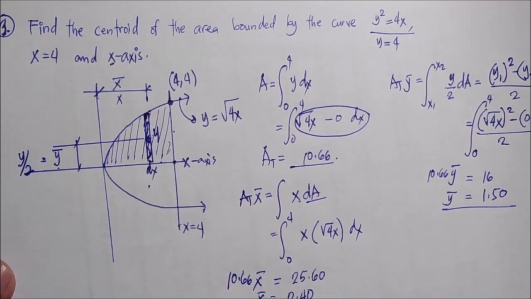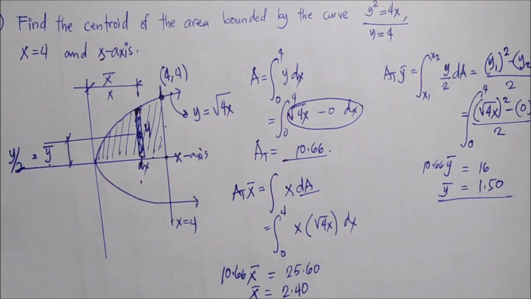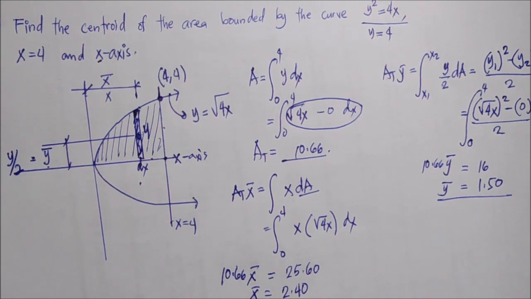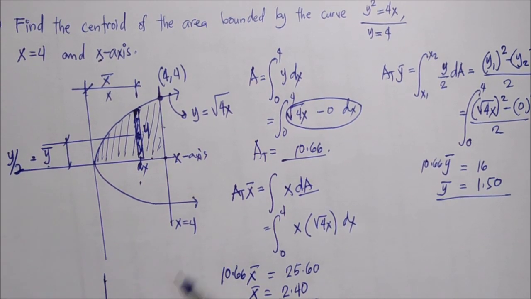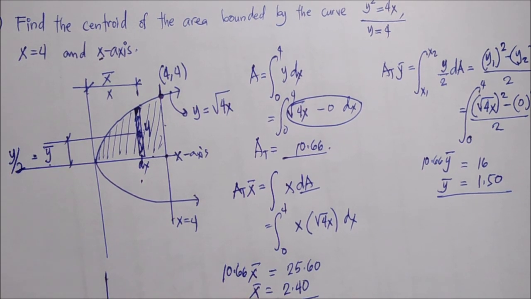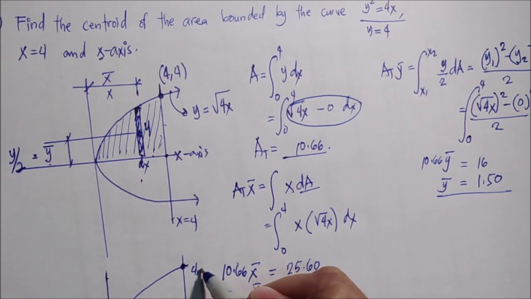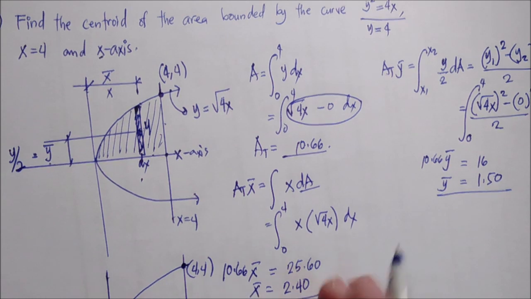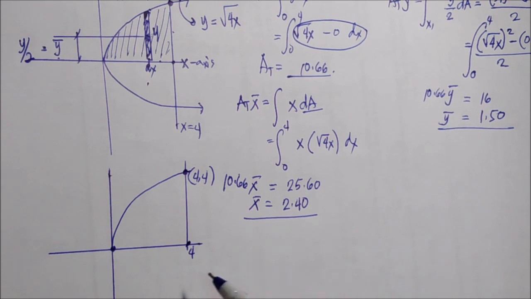Now using the area of the common shapes, if we are dealing only with a parabola, ellipse, or circle, we can use that concept, the area of common shapes, without using integration. This is your curve and this is the point of intersection, 4 and 4, and this is 0, 0. So this is half of a parabola. What is the centroid?